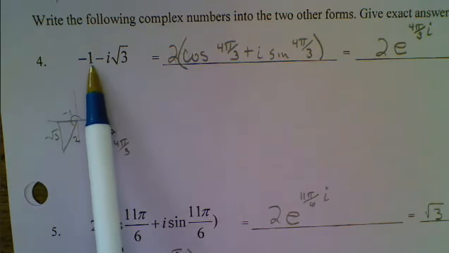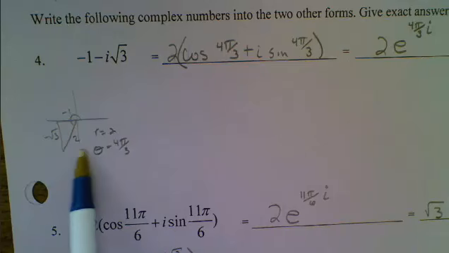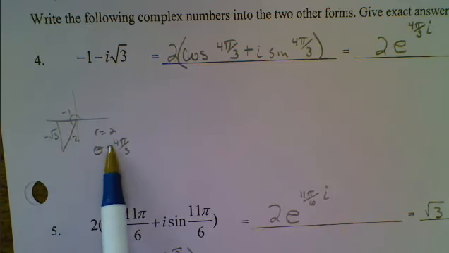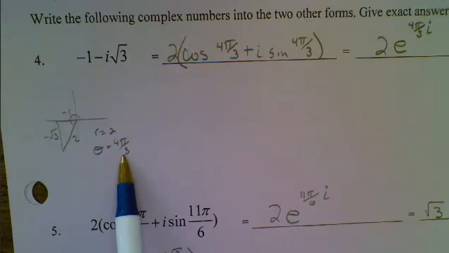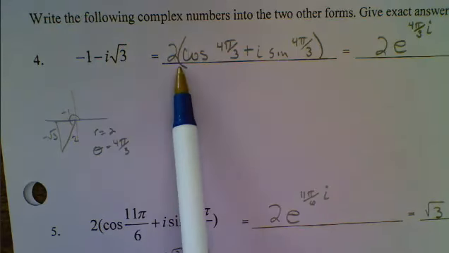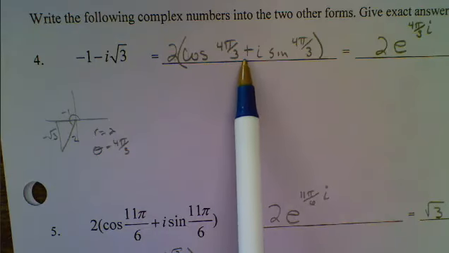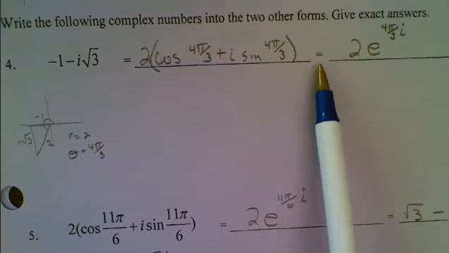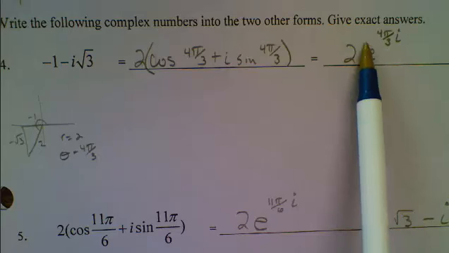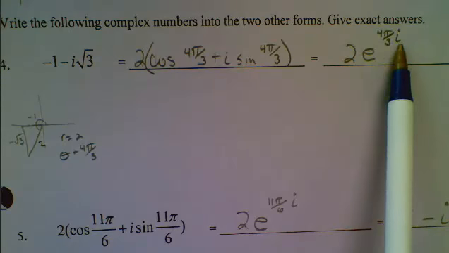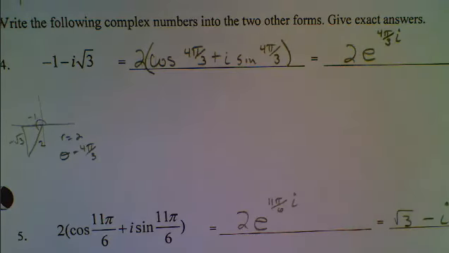So when you go to convert, when it's in rectangular form, draw the picture. Once you draw the picture, here's the picture. I found out r was 2 and theta was 4 pi over 3. So then in polar form, it's 2 times the cosine of that angle plus i sine of that angle. In exponential, it's 2 times e raised to that angle times i. Make sure you include the i in that.